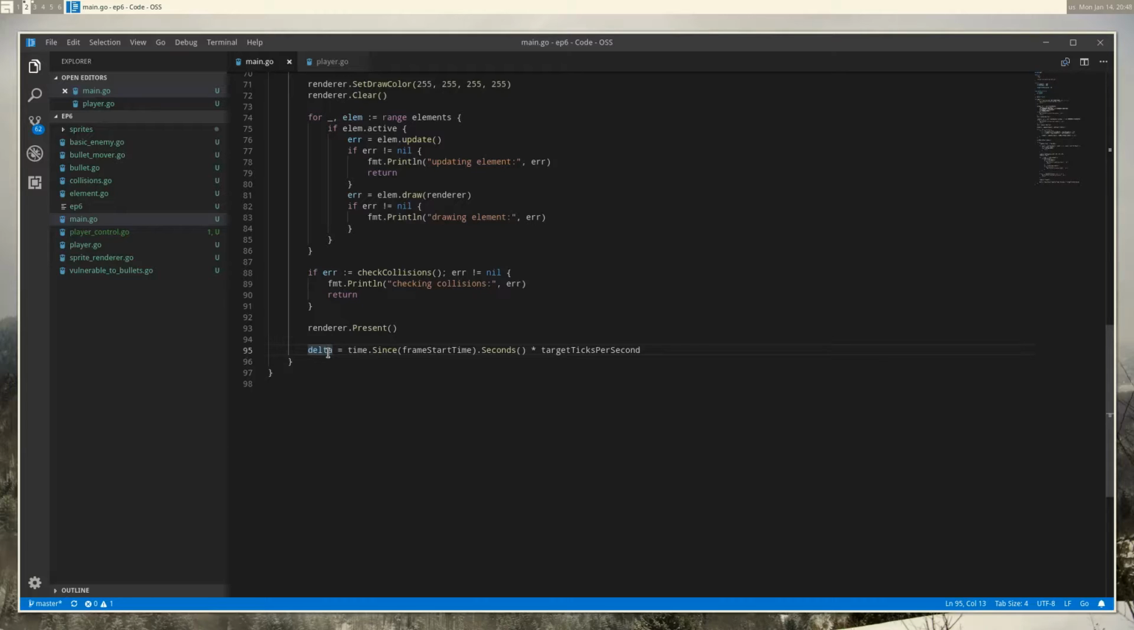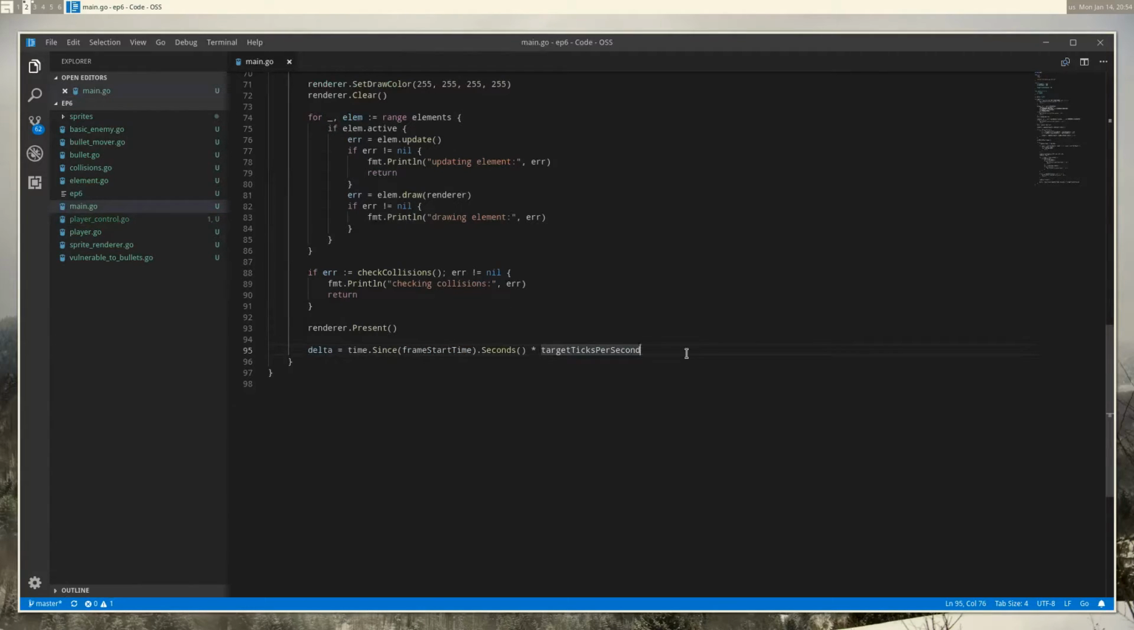But in a situation where it's running, say, at 30 frames per second, this Since value will be 1 over 30 seconds. And 1 over 30 times 60 is equal to 2. And conversely, if the game is running twice as quickly as we expect, this value will be 1 over 120, meaning we're getting 120 frames per second. And 1 over 120 times 60 is equal to 0.5. So we can see that this delta value naturally decreases and increases based on how much faster or slower the game is running than we expect.